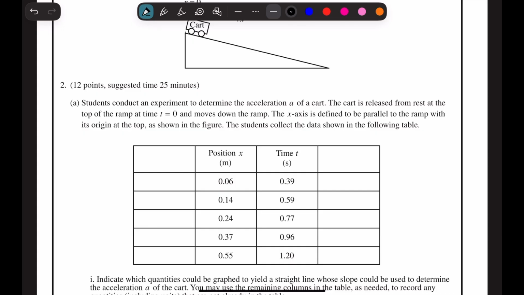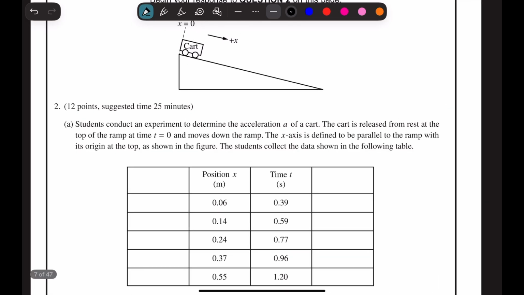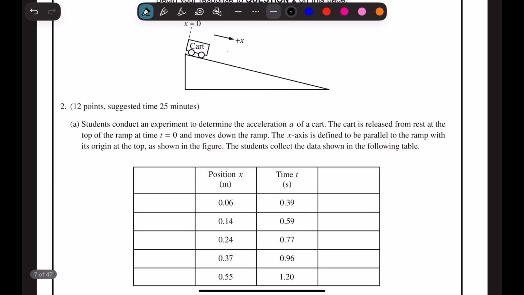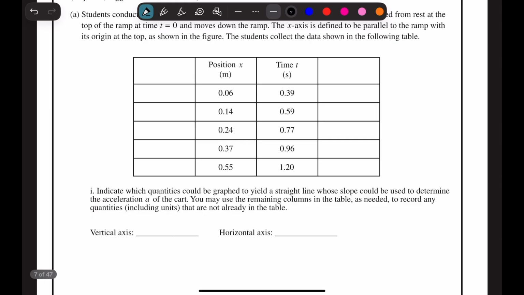So what we have is the cart rolls down the ramp from rest. So it starts at rest, and then we have this data table here. Now indicate what quantities could be graphed to yield a straight line whose slope could be used to determine the acceleration A of the cart. You may use the remaining columns in the table as needed to record the quantities that are not already in the table. So what are we doing?